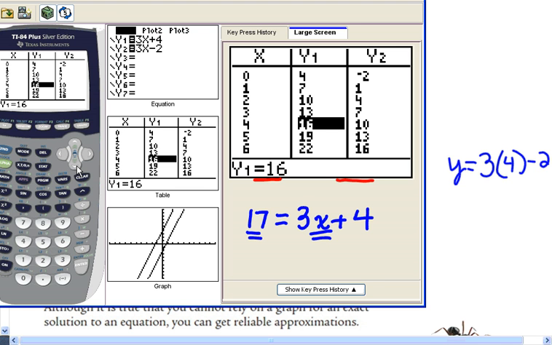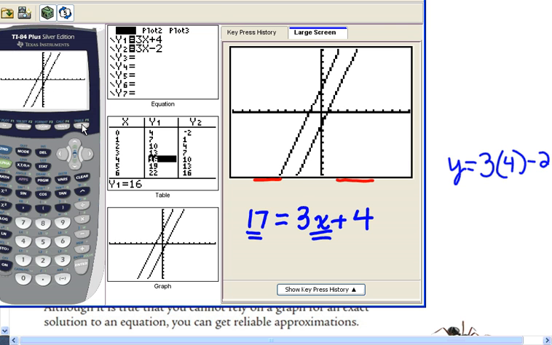And you can get more accurate on your table, and you can find that on your graph also by pressing trace and making sure you're on the right equation. I'm on 3x plus 4. I want y to be 17. So I'm watching my y values increase, and I want them to be 17. There's 16, 16.7, 17.4. So I know it's around 4.25, somewhere in there.